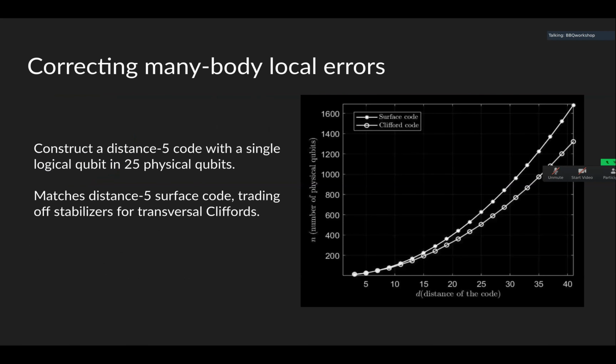In particular, you can use this to build yourself a distance 5 code with 25 qubits, which pleasantly corresponds to the distance 5 surface code. Of course, you're making trade-offs here. You can do all of your Cliffords transversally, which you can't do in the surface code, but you've lost the stabilizer structure, which is one of the main reasons people like the surface code.